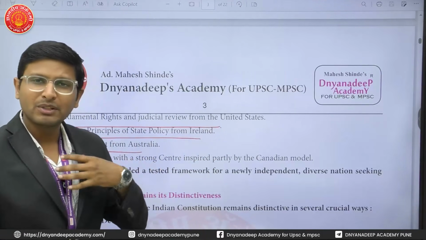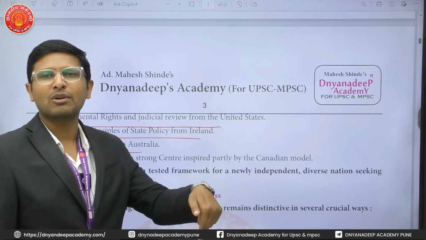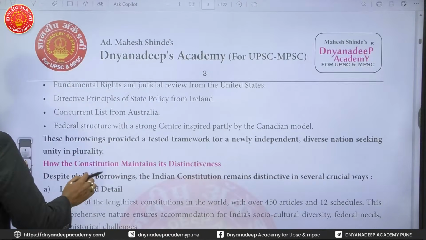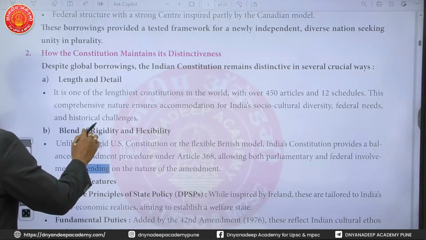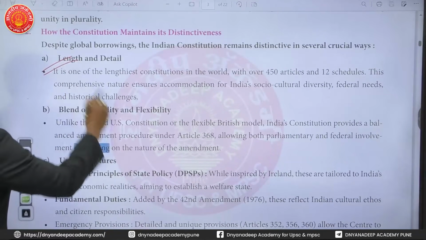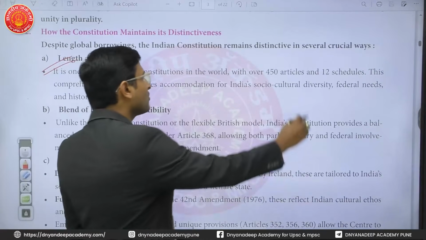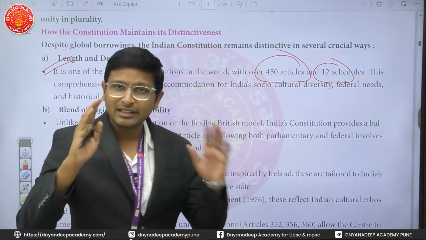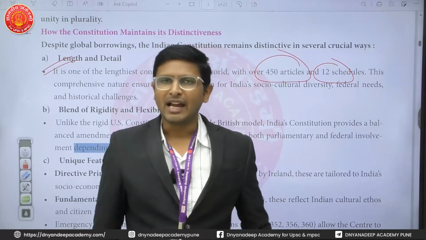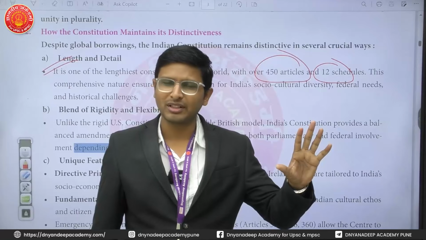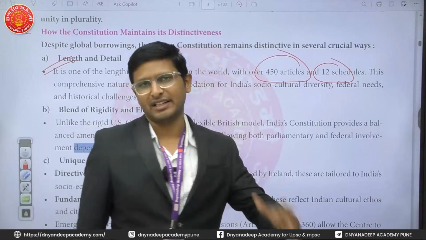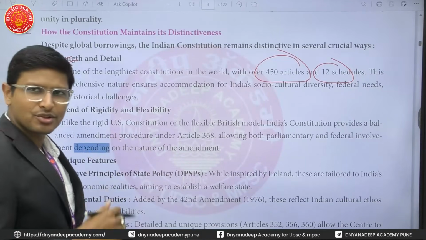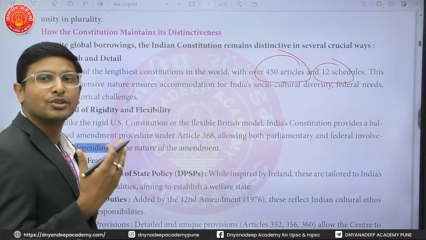But that doesn't mean we don't have our unique identity. Of course we have our unique identity. So how can that be said, which provisions in the Indian Constitution reflect that? For example, the length and the detail. We have around 450 articles and around 12 schedules, the lengthiest constitution in the world. Because it is the lengthiest constitution in the world, it is something unique that India has. No other constitution has this much detailing.